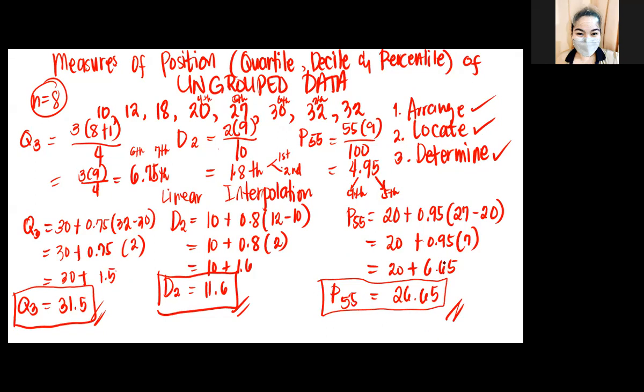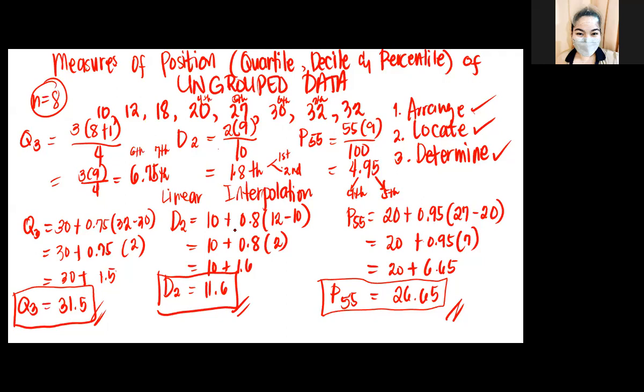Ni-review ko siya sa inyo kasi I want you to compare yung difference ng pagkuha natin ng decile, ng quartile at ng percentile kapag ungroup at kapag group. Mamaya makikita ninyo yung difference nila. Okay? So dito, tatlo yung step. Ganun din naman sa susunod na lesson natin. Pero dito kasi ang maganda, mas konti yung data mo, nakalatag yung data mo, naka-arrange siya from smallest to highest, at the same time, mas madali yung process on how to get the decile and quartile pati percentile.